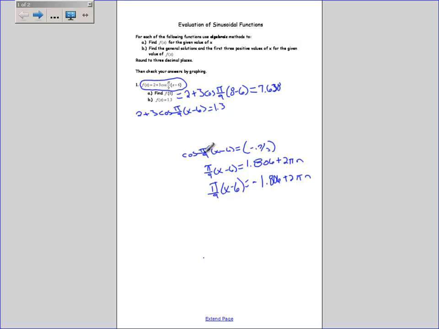Alright, so at this point I'm going to divide both sides by pi over 9. So I'm going to get x minus 6 equals 1.806 plus 2 pi n, and that's all divided by pi over 9. Alright, so I'm going to ask my calculator what that is. I'm going to do 1.806 divided by pi over 9 first, and then I'll show you the 2 pi divided by pi over 9 next.